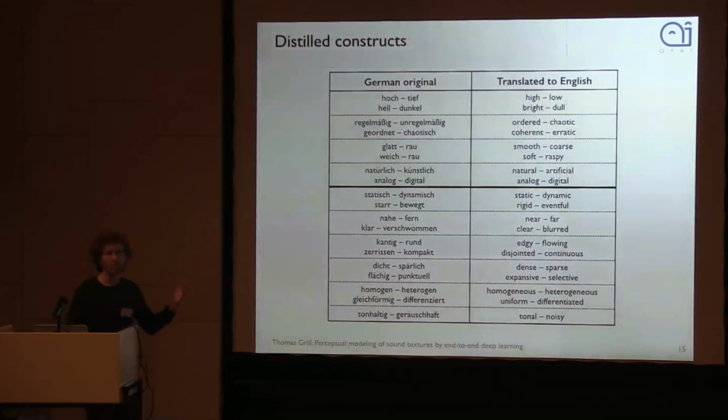In the end, we came up with 10 qualities, 10 clusters. And it's actually a semantic field, so you can't easily say that it's exactly high-low, or exactly bright and dull, or exactly smooth and coarse. It's a semantic field that is opened by those qualities. The original study was conducted mostly in German, and we have done a translation.